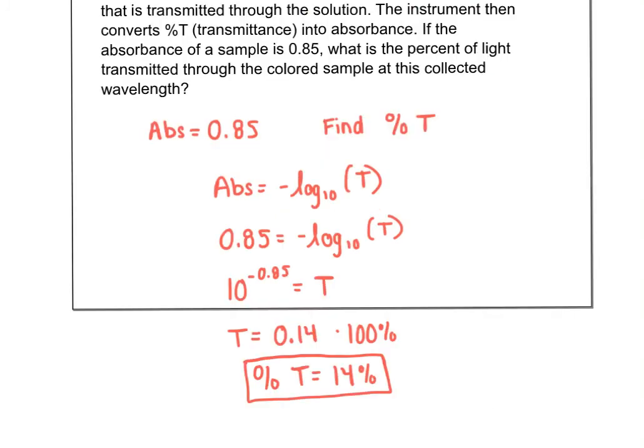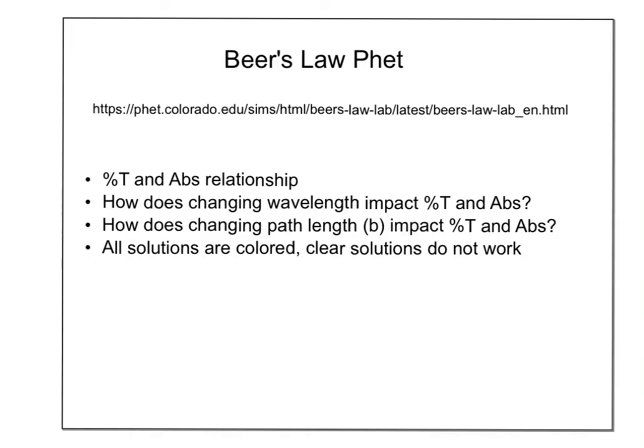All right, don't forget to get rid of that log. To get T by itself, we take 10 to the negative 0.85, the negative because of this minus sign, to get our T. So we get 0.14 times 100%, so the percent transmittance should be 14%. So when the absorbance was 0.85, the transmittance was 14%.